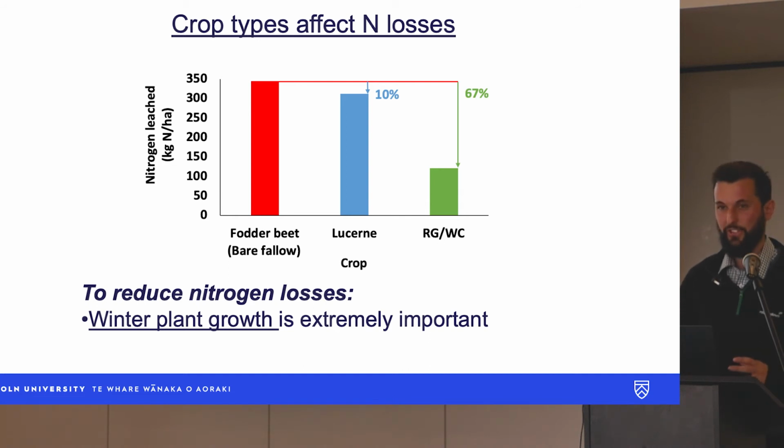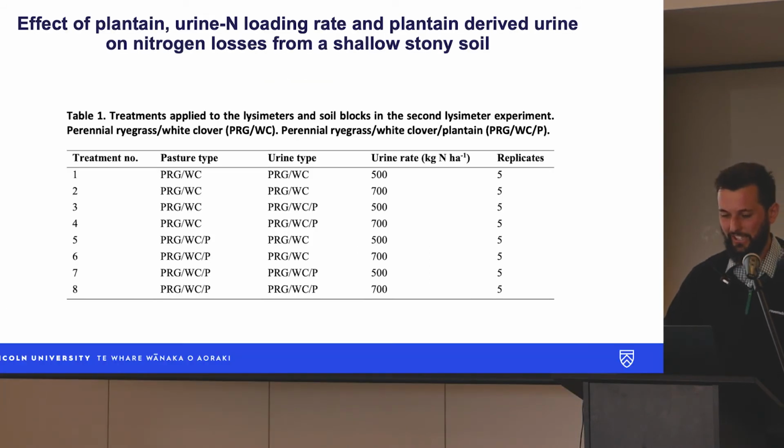So winter plant growth is extremely important for reducing nitrogen losses. In the second year, we looked at different pasture types: perennial ryegrass white clover, and plantain. We had some issues this year with plantain persistence and piranha damaging the plantain, so the results weren't a fair comparison. We also looked at urine from cows grazing ryegrass white clover and plantain, and we saw no significant effect of having plantain in the urine.